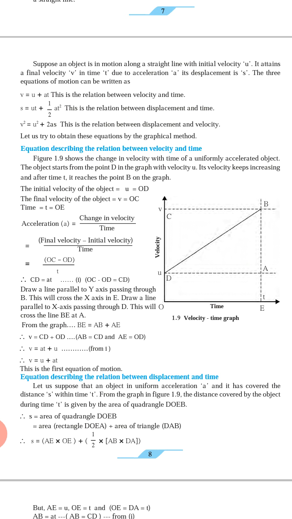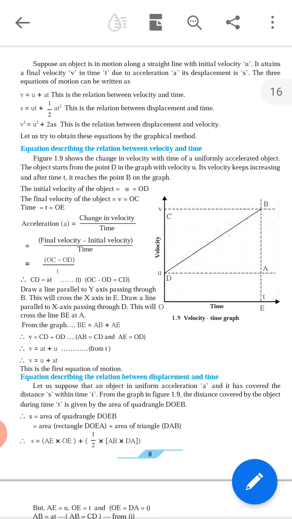Now acceleration is equal to change in velocity upon time. We have seen the formula of acceleration. Then what is change in velocity? Final velocity minus initial velocity. Final velocity is v, initial velocity is u. Instead of v put OC and instead of u put OD. Time is t. Now what is OC minus OD? Look at the graph. OC minus OD, we get CD, right?